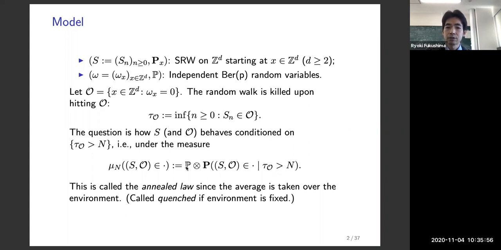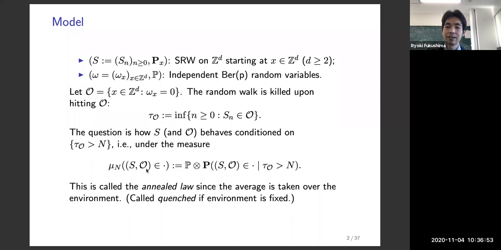You see here, we are looking at a product measure at the beginning. From the random walk in random environment point of view, we are taking an average over the environment, and this kind of law is typically called the annealed law. Maybe physically it is more natural to look at the law where the obstacle configuration is fixed and only the random walk moves randomly. That setting is called the quenched law. But in this talk, I will focus only on the annealed law. Therefore both the random walk S and the obstacle set O move, and we are looking at the joint law. That will be clear when I show you the first result in this direction. In any case, the point is that the environment is not fixed.